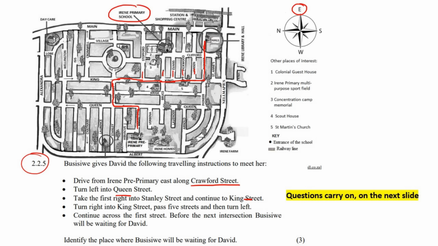Ooh, they're meeting at the hall. Okay, so it says identify the place where Busiswa will be waiting for David, and that is going to be at the hall. But now I see that they did point over here, and there's a big bubble over here, so it's got a proper name, Irene Library and Hall. And I see on the memo that that's what they wanted. Irene Library and Hall. Maybe they're just doing like a study thing together.